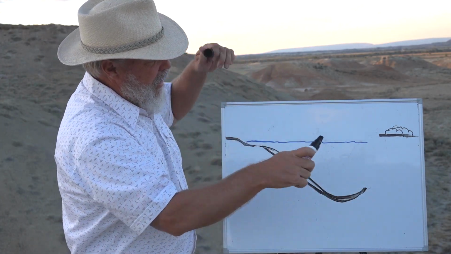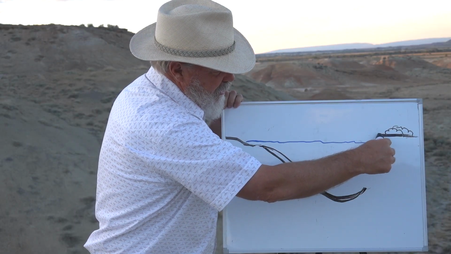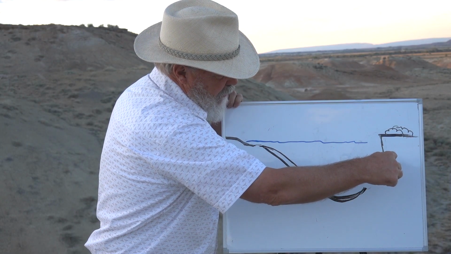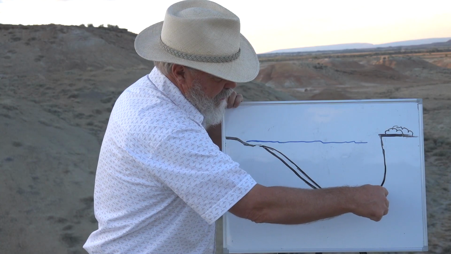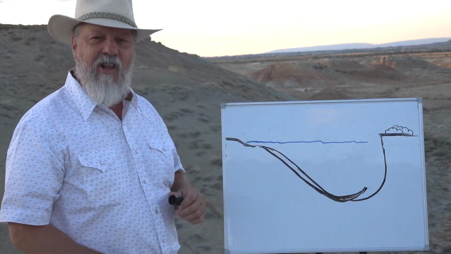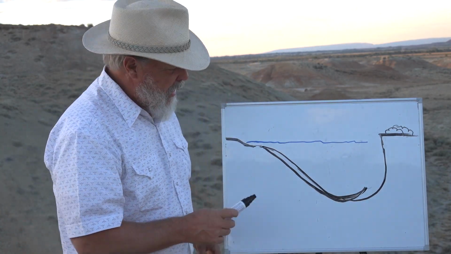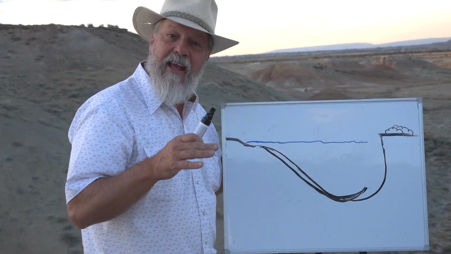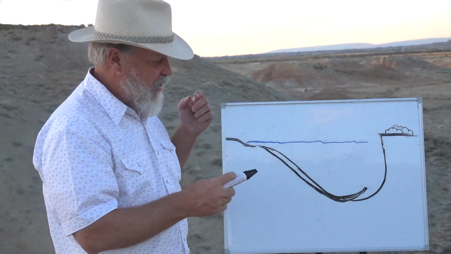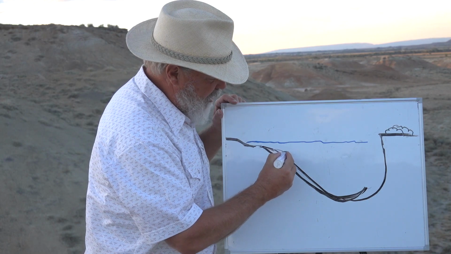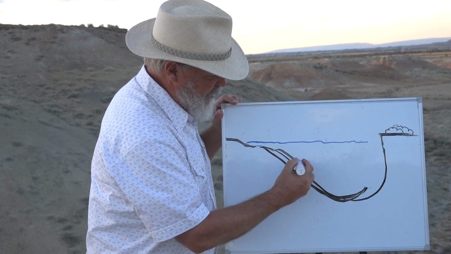Okay? Now the new channel bank on this side is over here. Not complicated, right? It's like that. It moves over. And what happens here? Well, it accretes. Lateral accretion. It accretes a new body of sand like this. Okay?